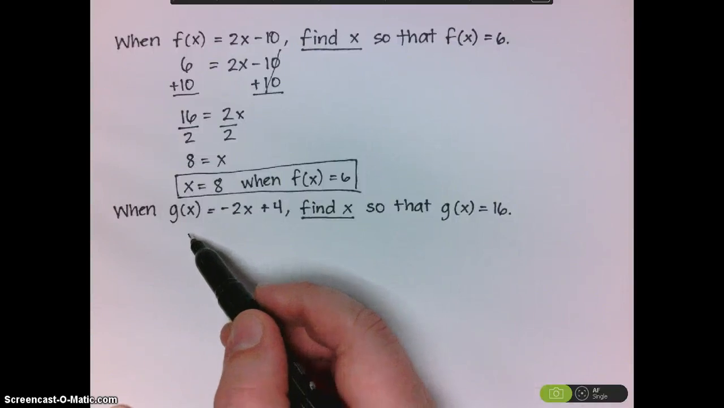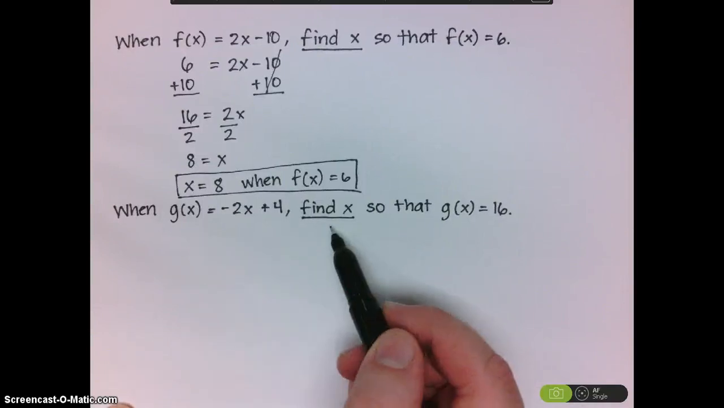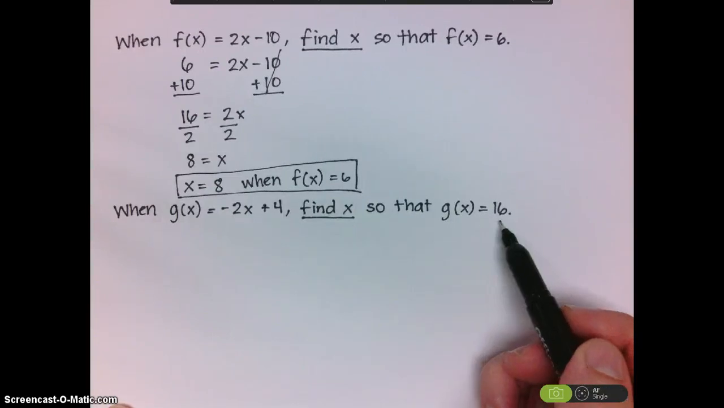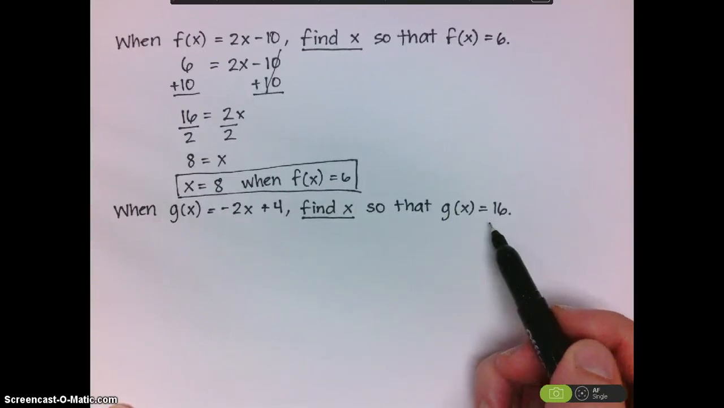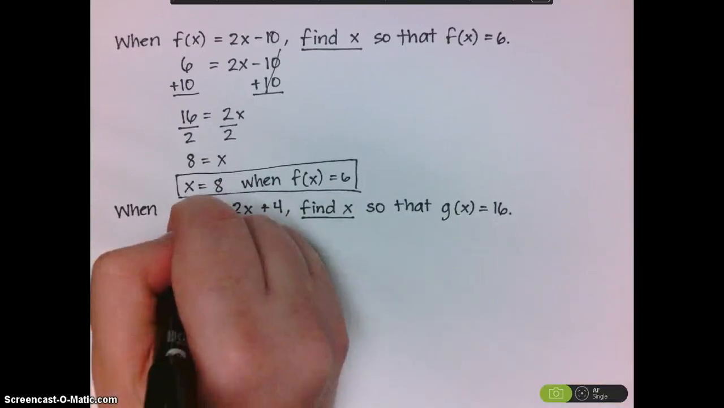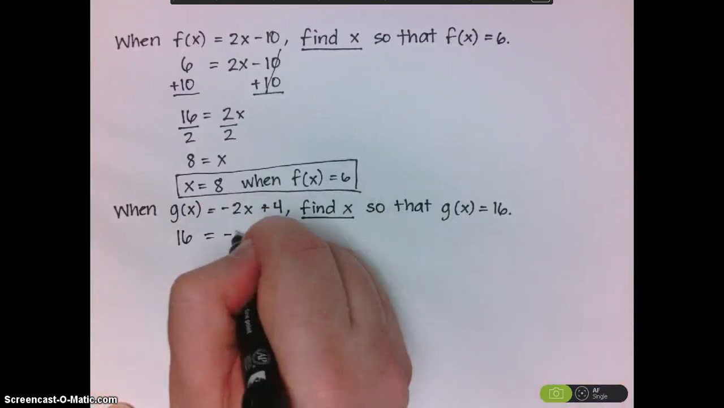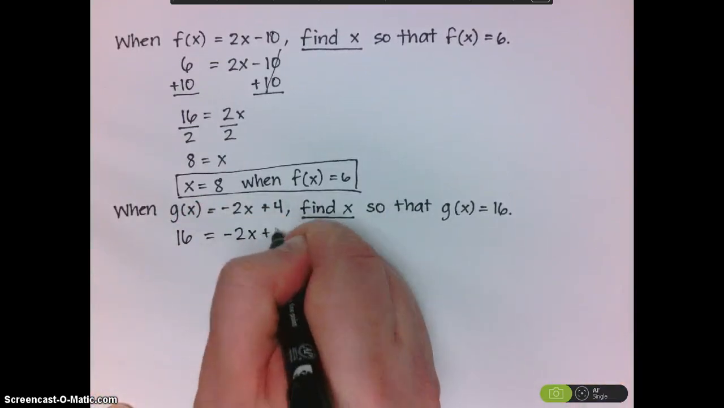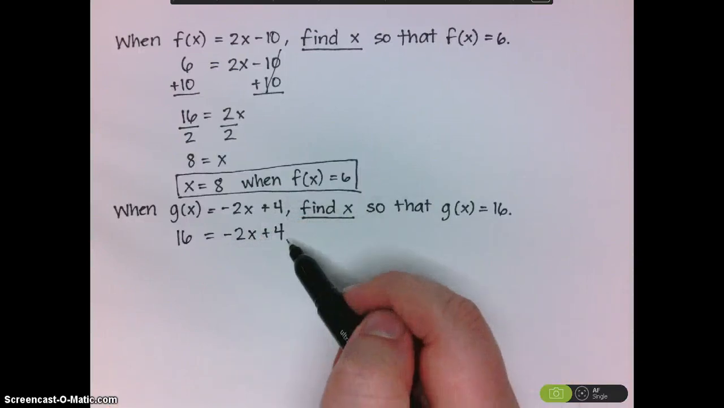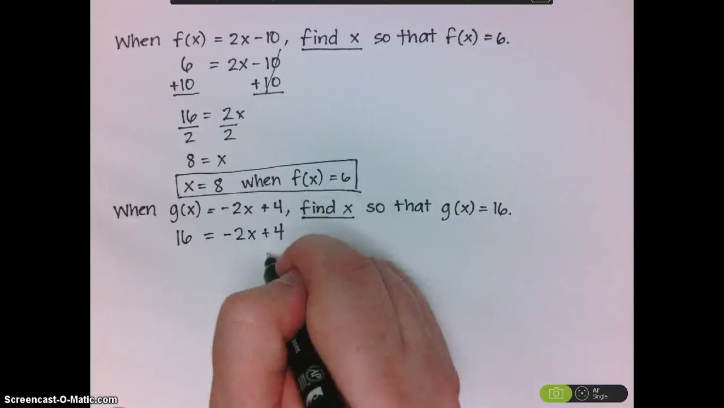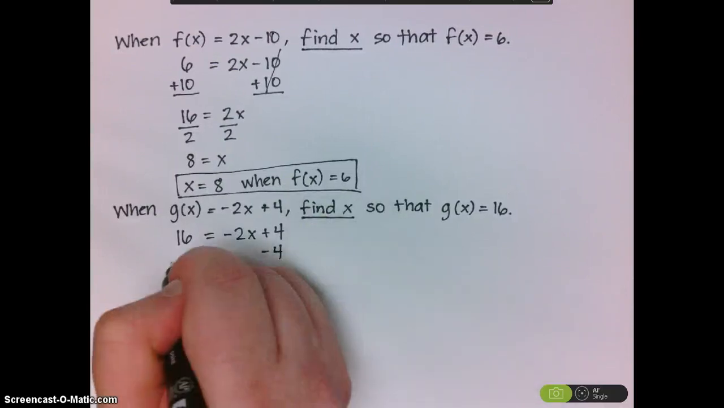I'm going to call it g of x this time. So the function g of x, but it is going to be finding x so that g of x equals 16. So again, where it says g of x, I'm going to plug in my value of 16. I'm already given the output, but I need to find the input to make that true. So I'm going to set it equal to the rest of the function, negative 2x plus 4. And my goal is to get the x by itself. So first I need to get rid of the lonely number. Instead of adding 4, I'm going to subtract 4 on both sides.